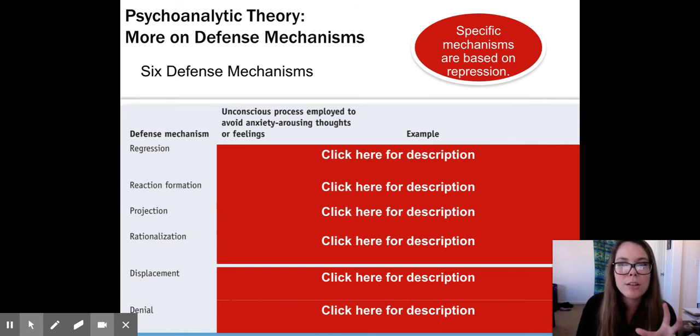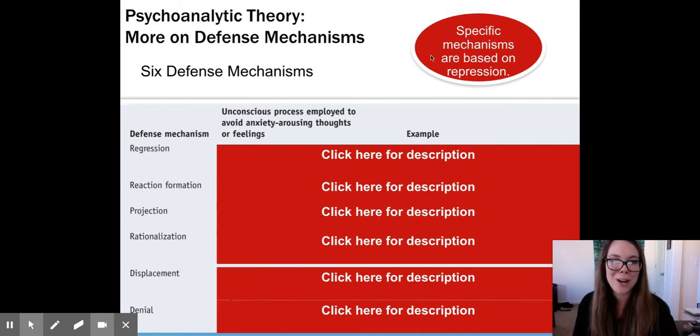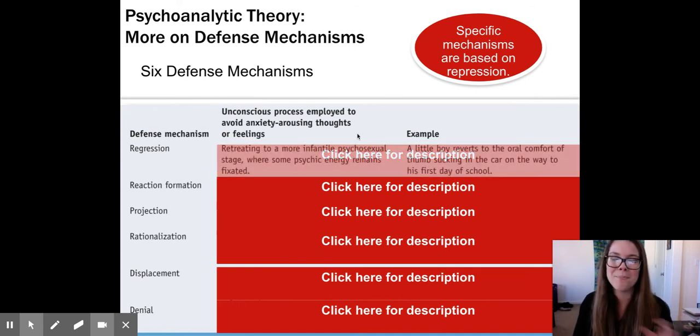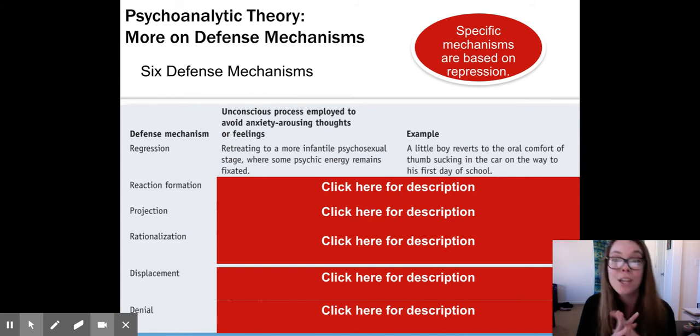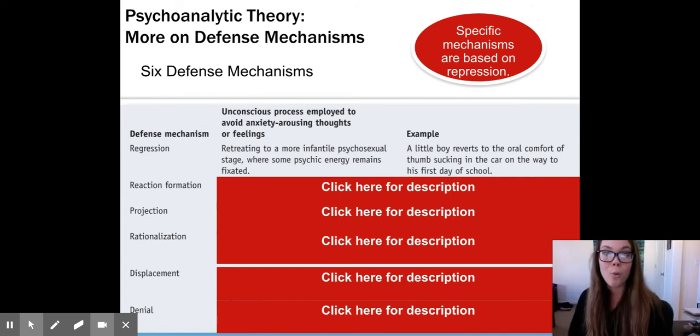And so here are 6 more examples of defense mechanisms. These are ways to process and avoid anxiety, feelings, thoughts and feelings. And you may see this in people you know. And I'll try to give examples. So first one, we have regression. The defense mechanism of regression is when we retreat to a more infantile stage of the psychosexual stages.